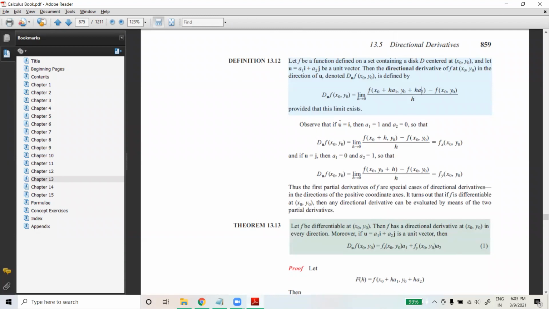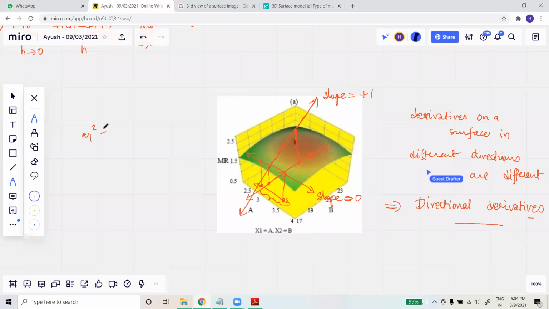Now what they're saying, observe that if the unit vector u is just one I. By the way, this is a unit vector, so a1 and a2 cannot have just any random values. It will be something like the direction of the unit vector. I think their values will be limited by this formula.